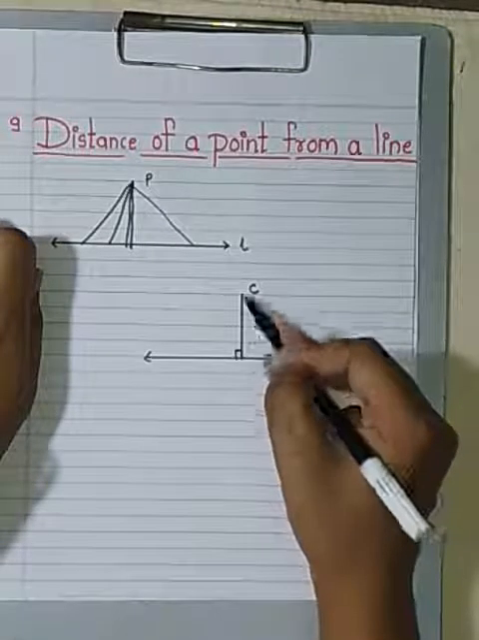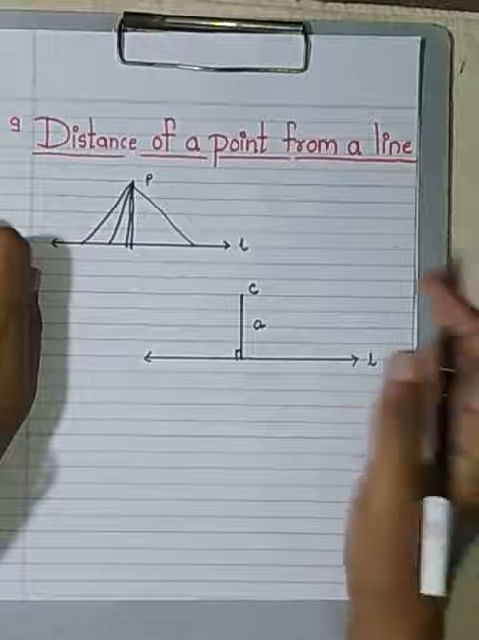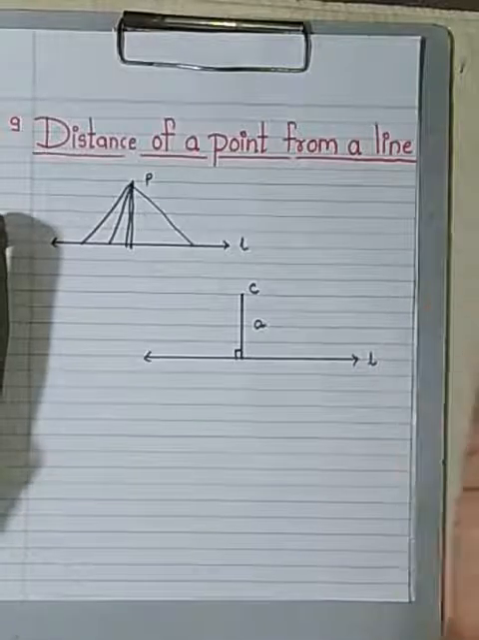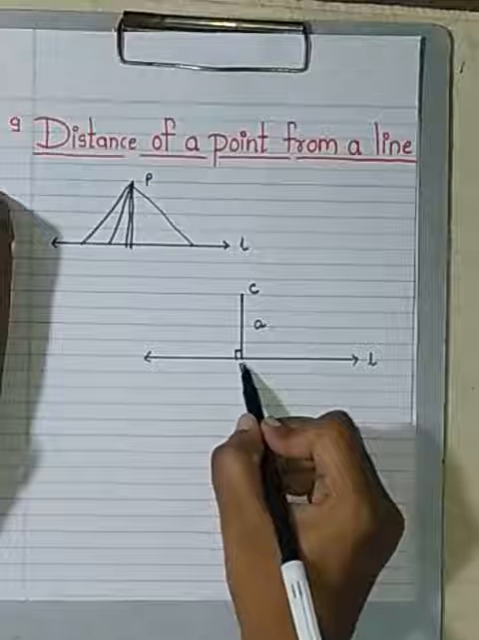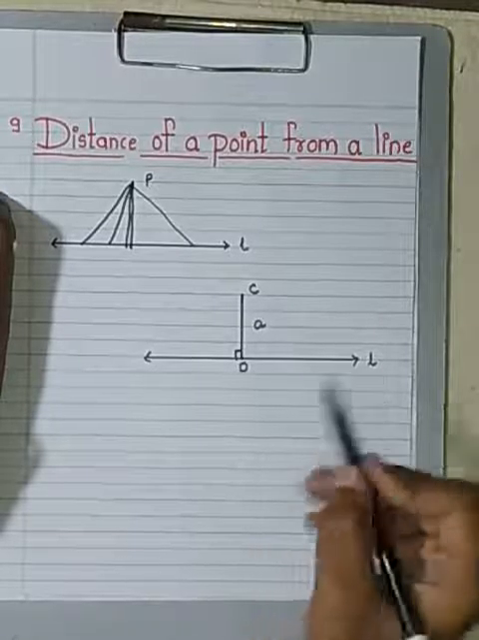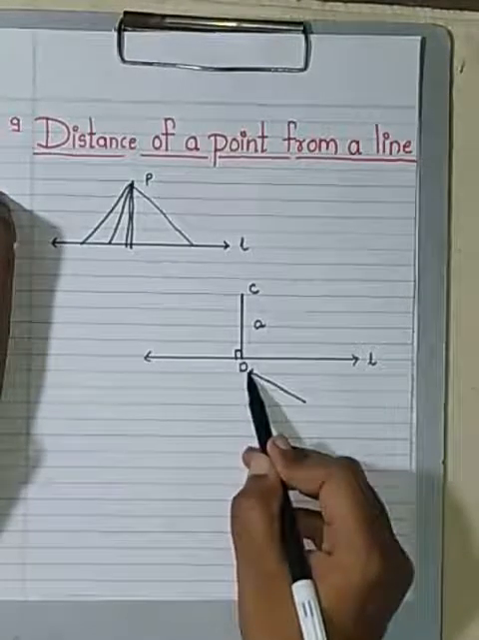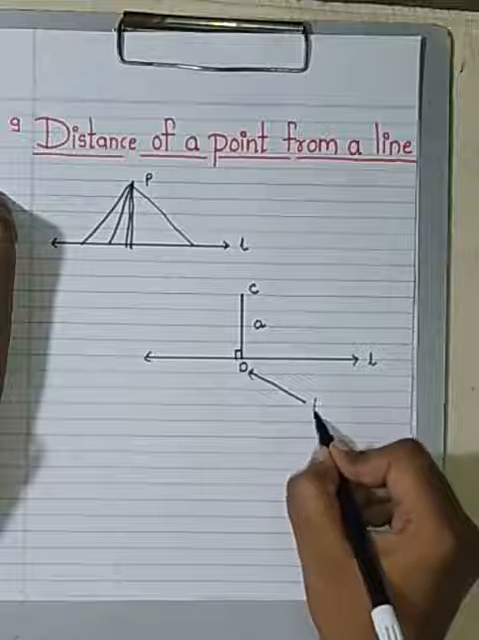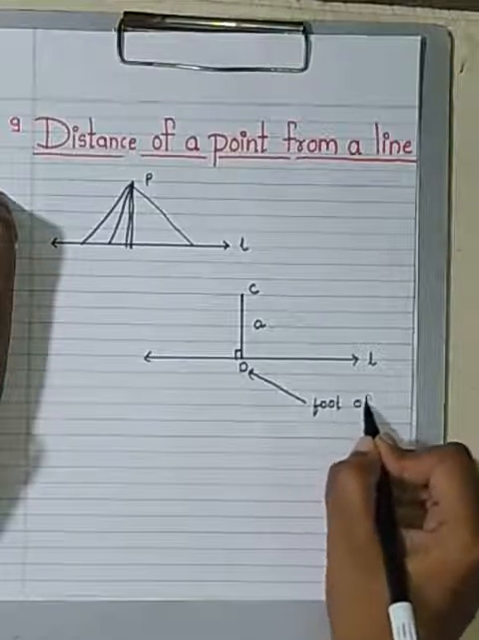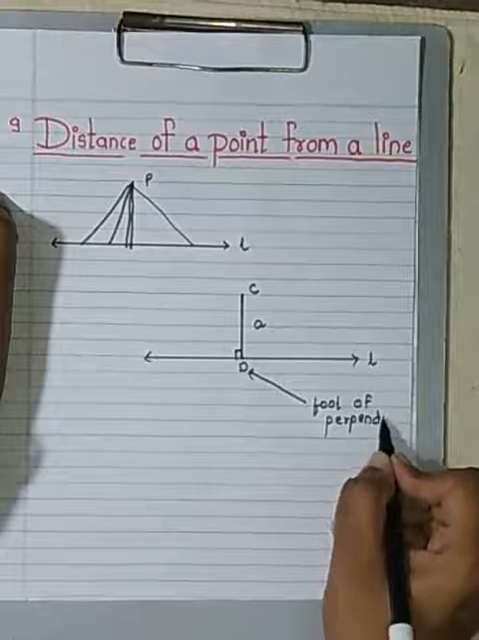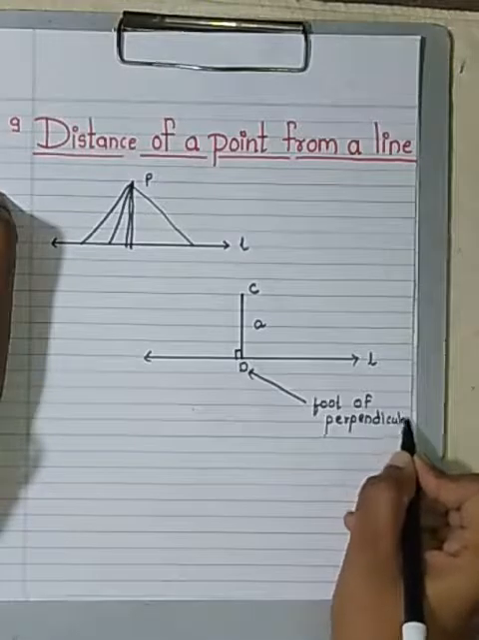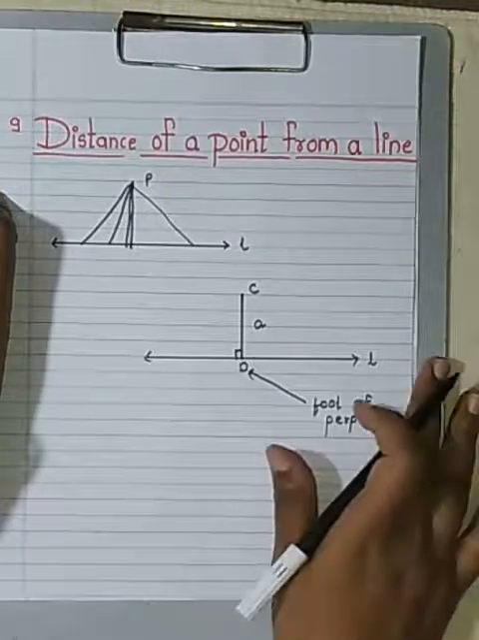You have to measure this distance. Suppose it is A. It may be 5, 6, 7, 8, 9, 10, etc. And we'll name this point as D. Now what is this D called? This point D is called the foot of perpendicular. Understood? Is it clear till here?